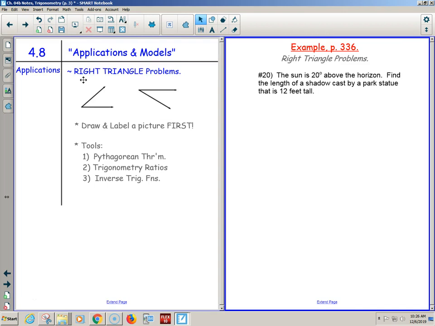Do you have your calculators out? Can you guess what mode you should be in for maybe some of these? Does it talk about a sun and a horizon and a shadow and a statue? Can you draw me a picture with a triangle? Go! Let's see if you guys already know what you're doing.